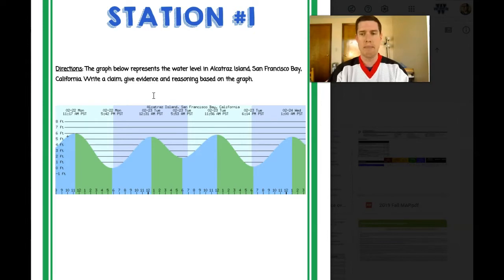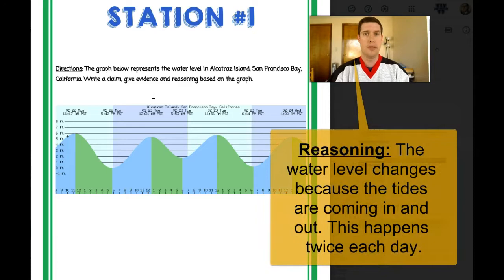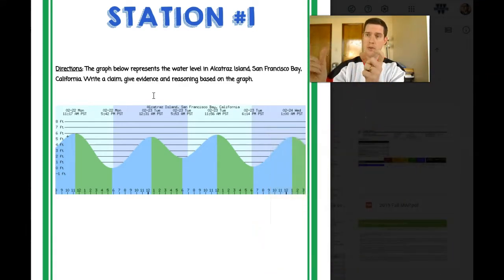So the example here that I would give for the reasoning is the reason why the water level is changing every 6 or so hours is a response to the tides. The tides are going in and out. And the tides go in and out twice every 12 hours. So 4 times a day. You got 2 maximums or high tides and you got 2 low tides in a 24-hour period. Why does that happen? Because of the positioning of the sun, moon, and earth as they all change their positions relative to each other.